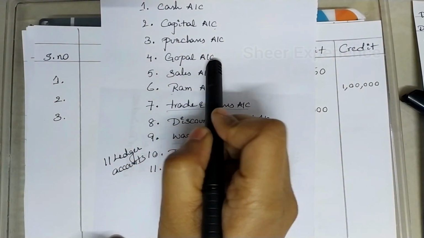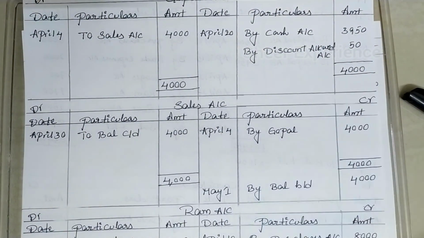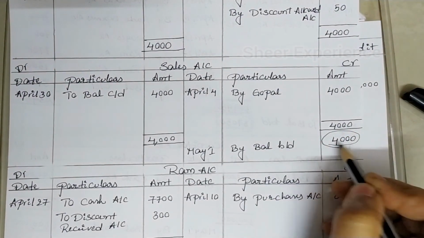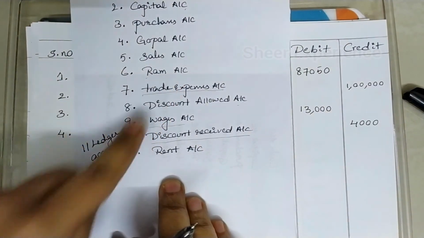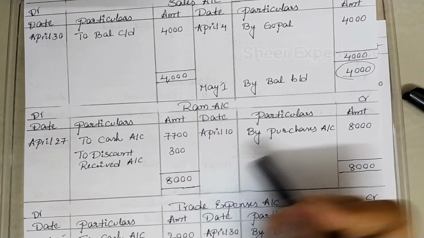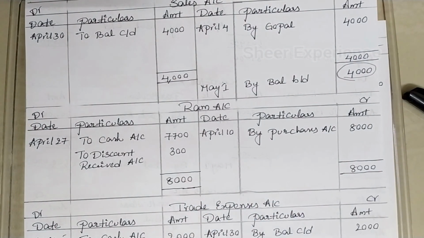Next account is Gopal account. This account we will not consider it for trial balance because the debit balance and credit balances are matching with each other. Next account is sales. The sales account balance is on the credit side. So we will put the amount in the credit column of the trial balance. The amount is 4,000. Next account is RAM account. Similar to Gopal account, we don't have to consider RAM account also because here also the balances on the debit side and credit side are matching with each other.